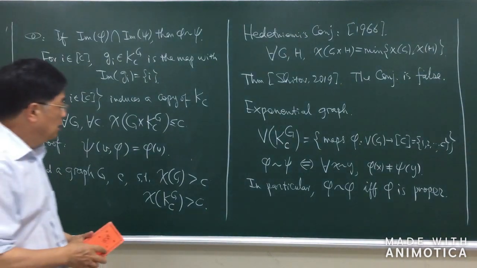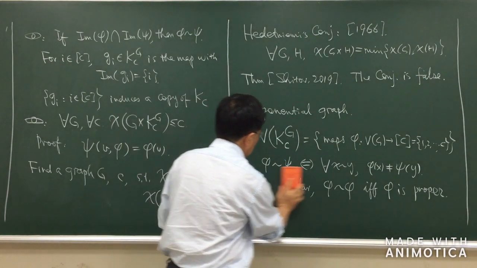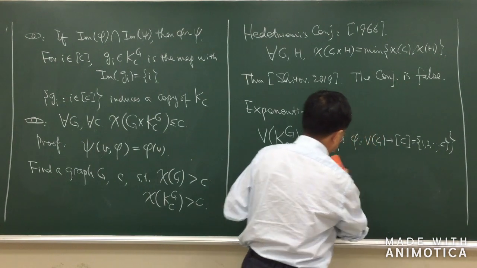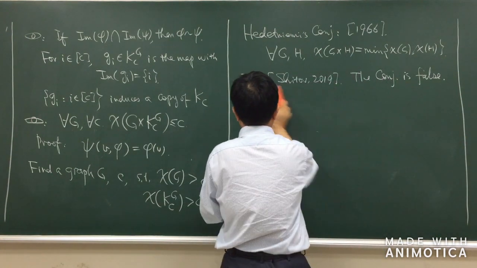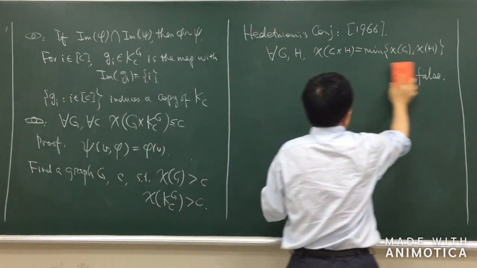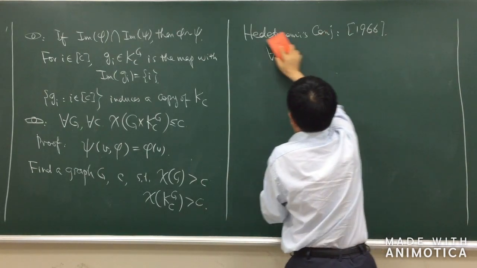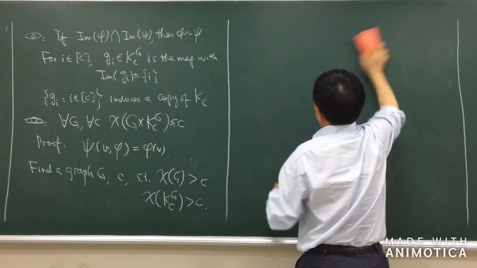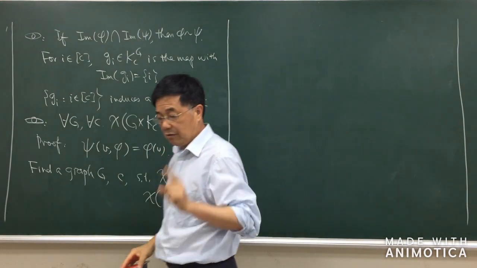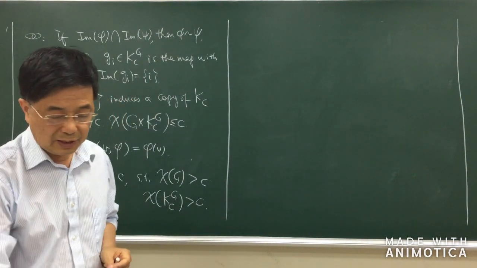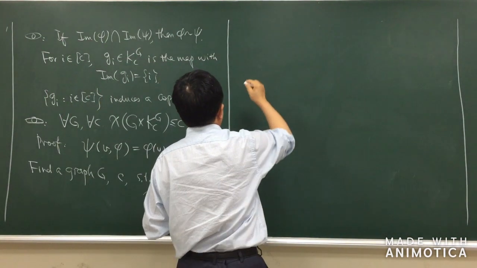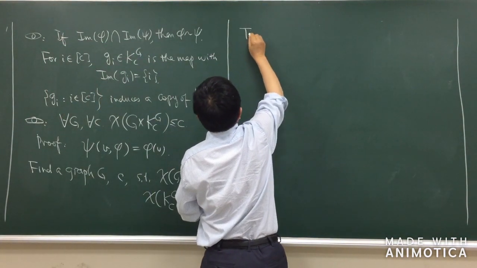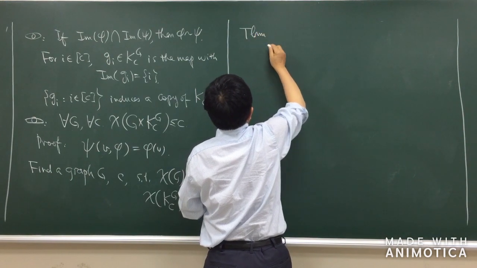Okay, so this is exactly what Shitov did, and we're going to construct this graph. For this we need just to construct one graph and find one integer. So we're going to construct this graph. It is as follows.